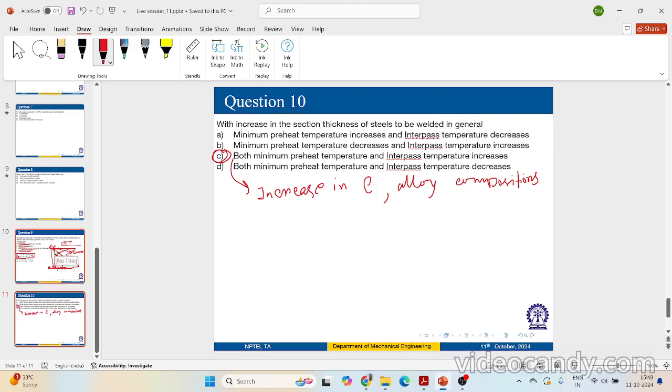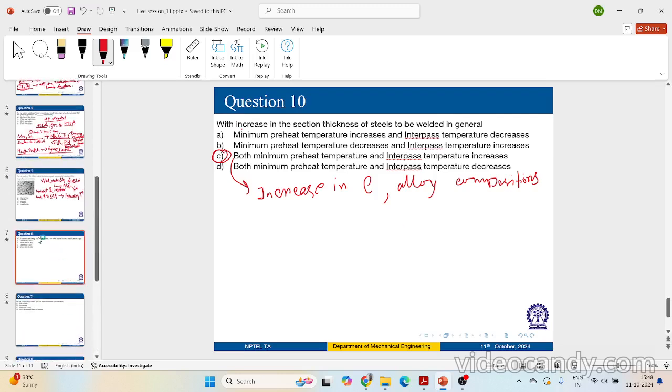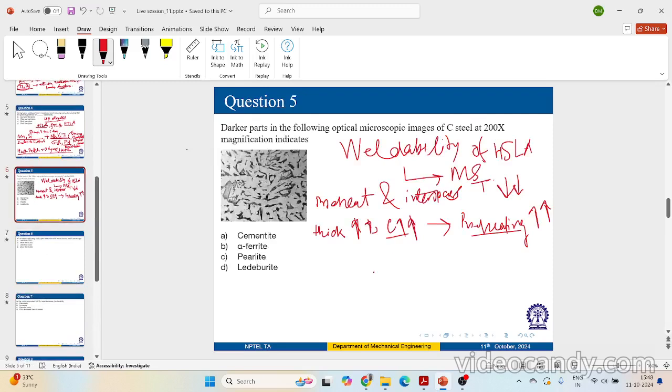Okay. So next we'll move to QTLA, quenched and tempered low alloy steel. I have already mentioned this: the darker parts in the following optical microscopic image of carbon steel at some magnification. I was talking about light etched region and dark etched region.